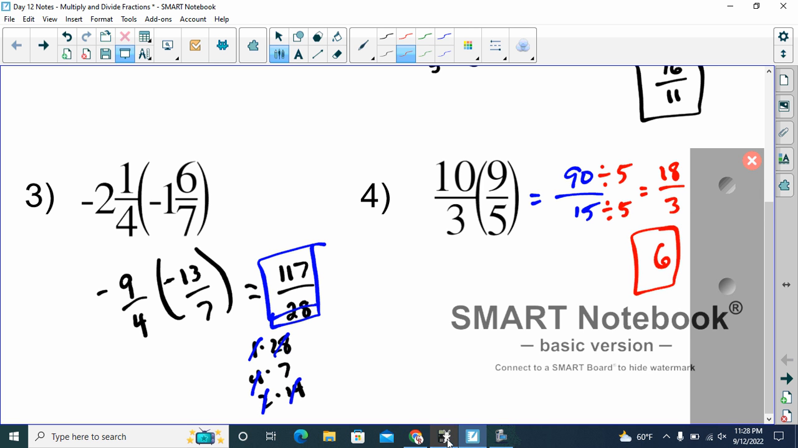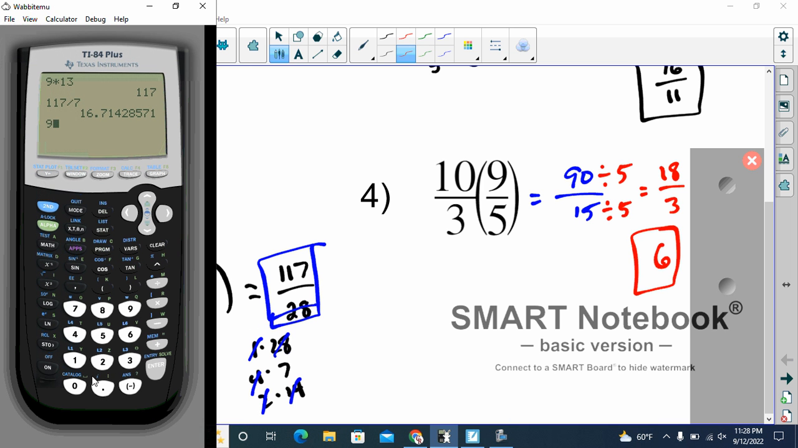So notice if you were allowed to use a calculator on this problem, typing in 90 divided by 15 gives us 6 exactly. So if we divide it and it comes out even, you want to go ahead and reduce it.